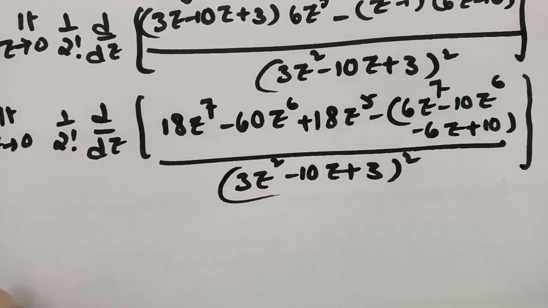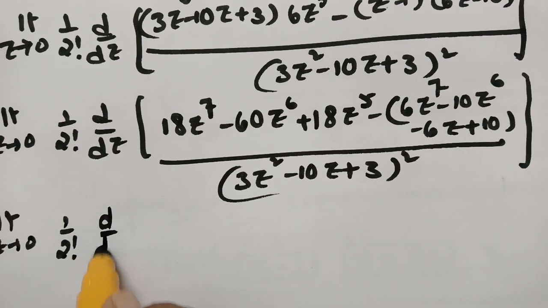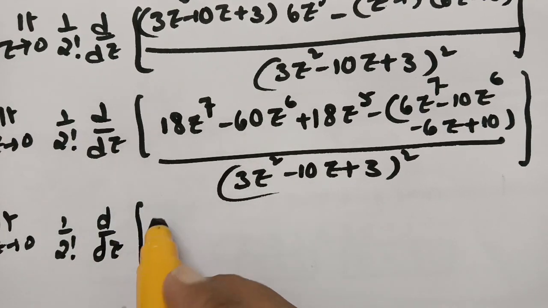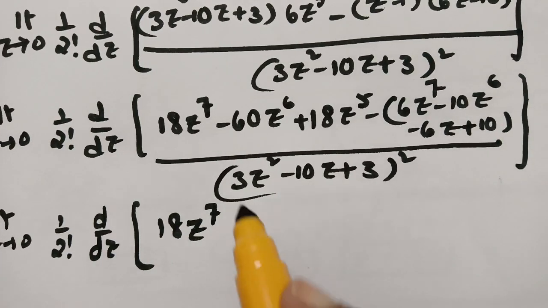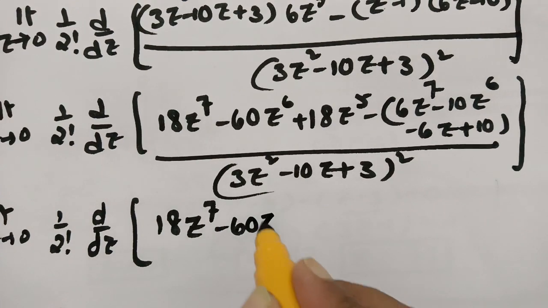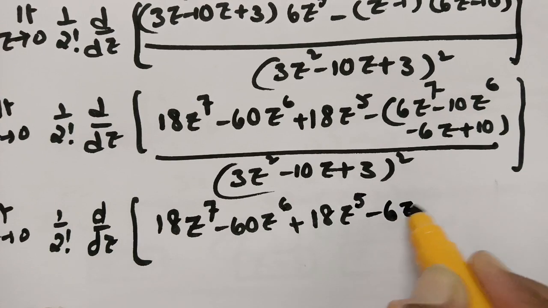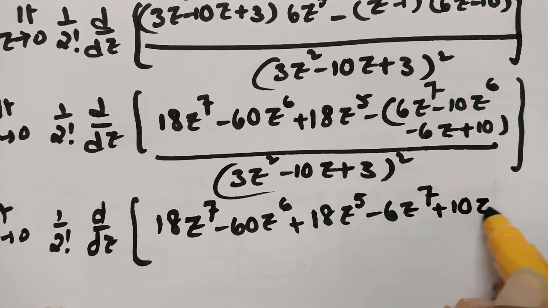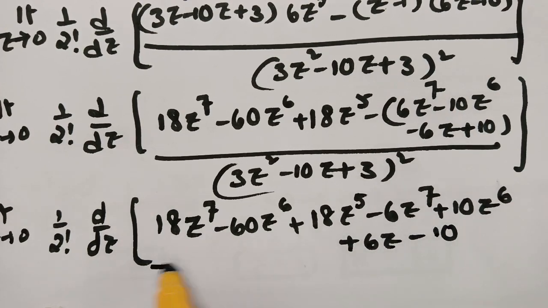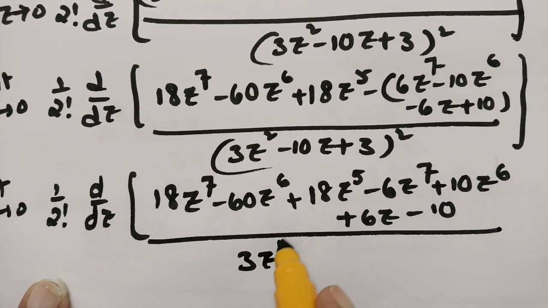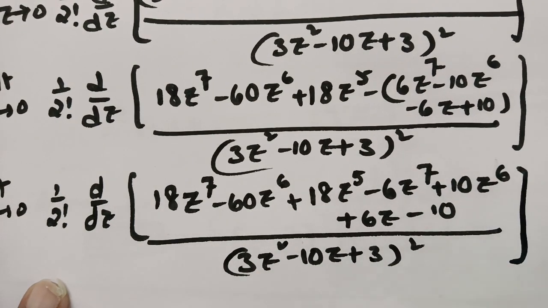So again if I multiply, this will be limit z tends to 0 of 1 by 2 factorial into d by dz of, 18 z power 7 minus 60 z power 6 plus 18 z power 5 minus 6 z power 7 plus 10 z power 6 plus 6z minus 10, by 3z square minus 10z plus 3 whole square.